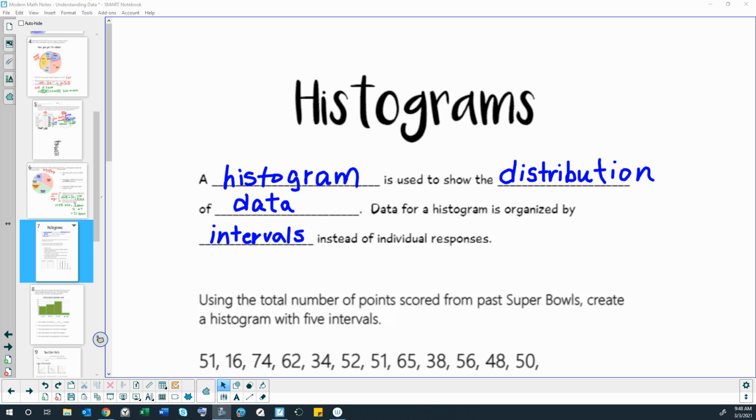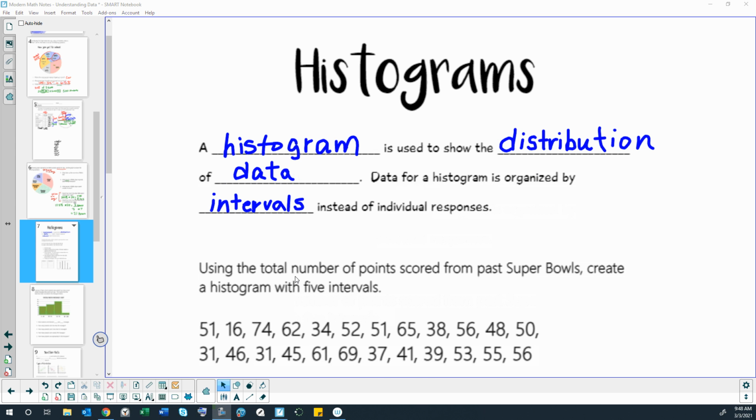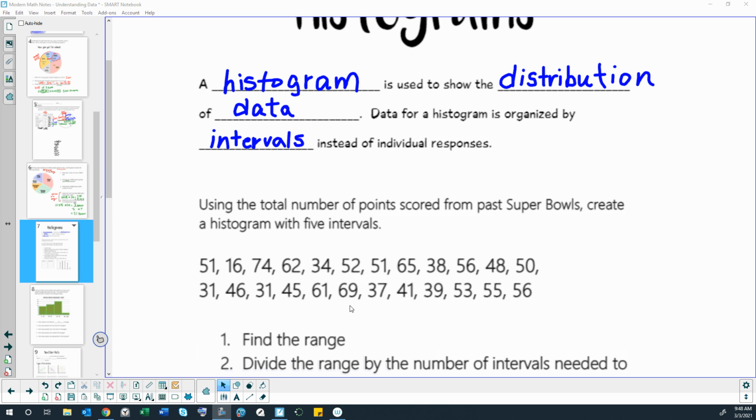Histograms. A histogram is used to show the distribution of data. Data for a histogram is organized by intervals instead of individual responses. Using the total number of points scored from past Super Bowls, create a histogram with 5 intervals. It's going to walk us through the steps.